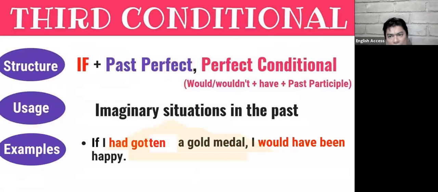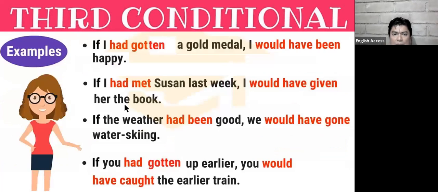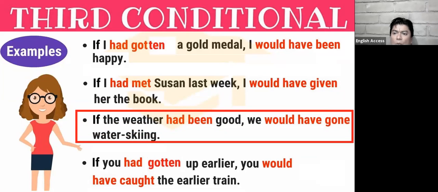No? Okay. And then we have the past perfect, the third conditional. Now, it's an imaginary situation in the past, but with the expression if for something in the past, we use the past perfect. So notice how it changes. Second conditional, for the present, we use the simple past. And for the third conditional, in the past, we use the past perfect. Yes, it shifts, it moves one step. So if I had gotten a gold medal, I would have been happy. And we have more examples. If I had met Susan last week, I would have given her the book. And this is the most common one. If the weather had been good, we would have gone.